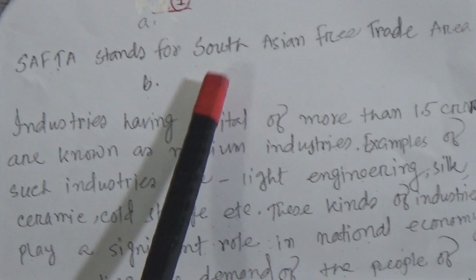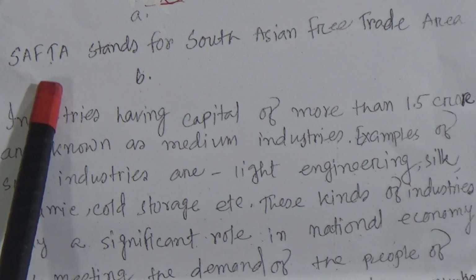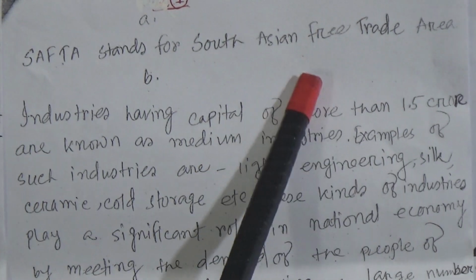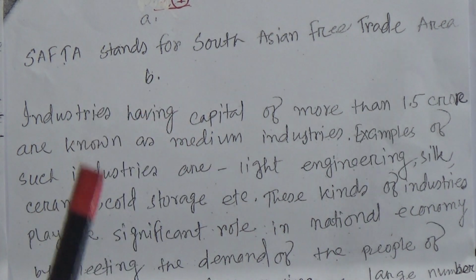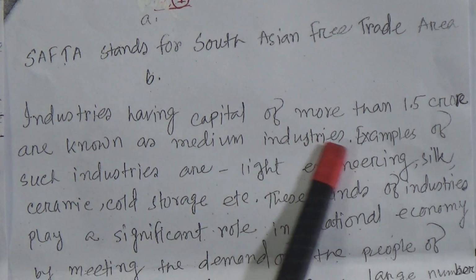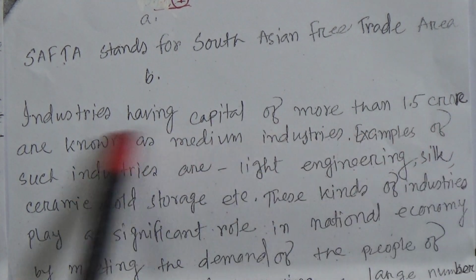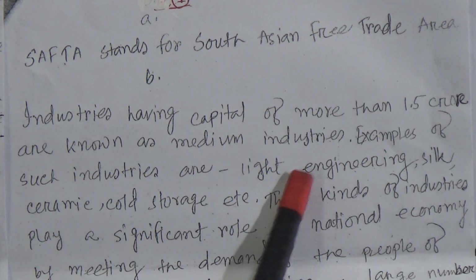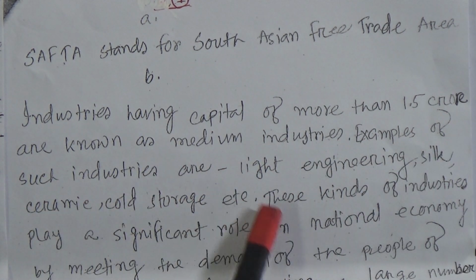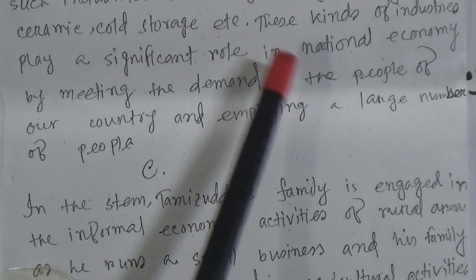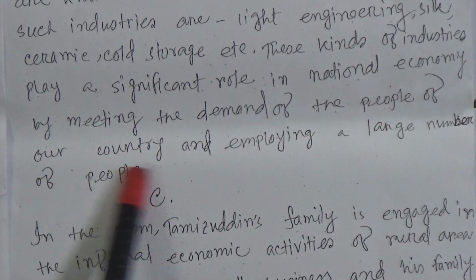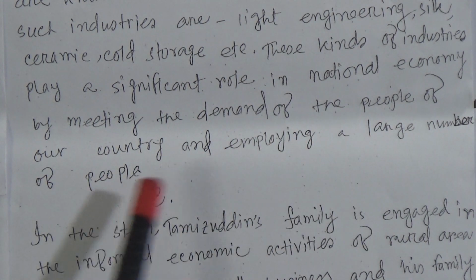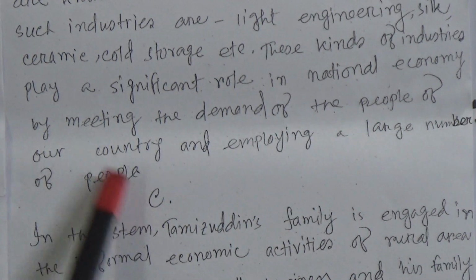This is the first question's answer. SAFTA stands for South Asian Free Trade Area. And the answer of number B is, industries having capital of more than 1.5 crore are known as medium industries. Examples of such industries are light engineering, silk, ceramic, cold storage, etc. These kinds of industries play a significant role in the national economy by meeting the demand of the people of our country and employing a large number of people.